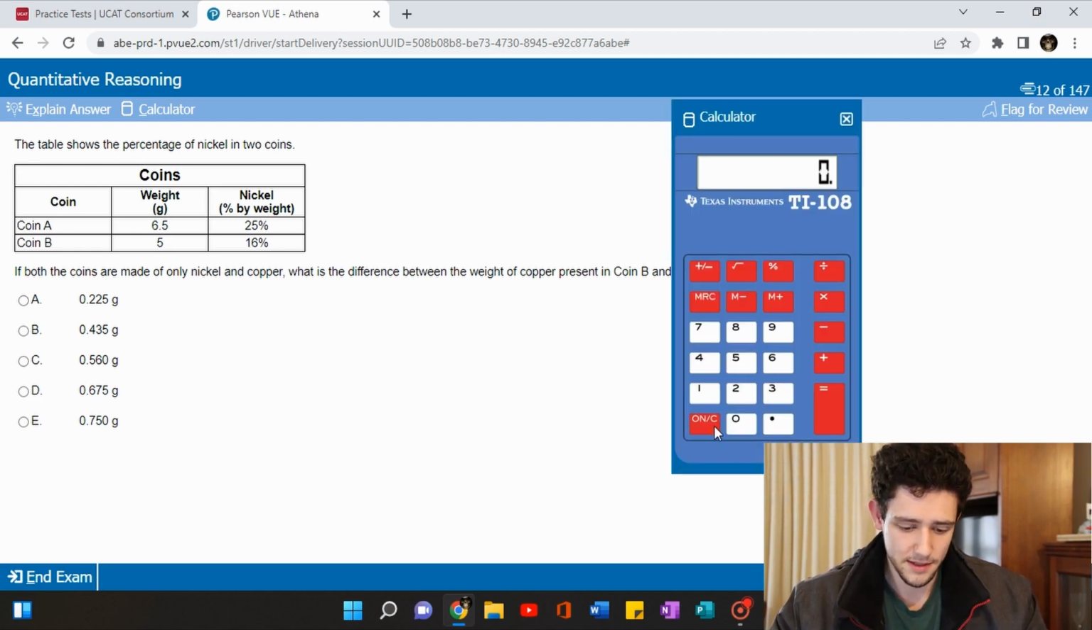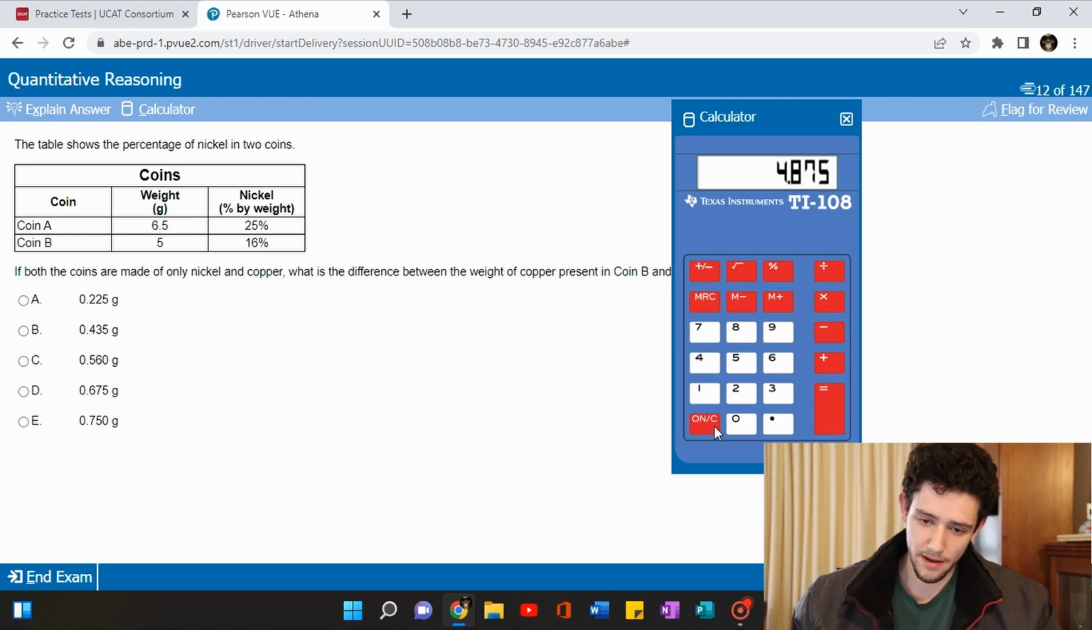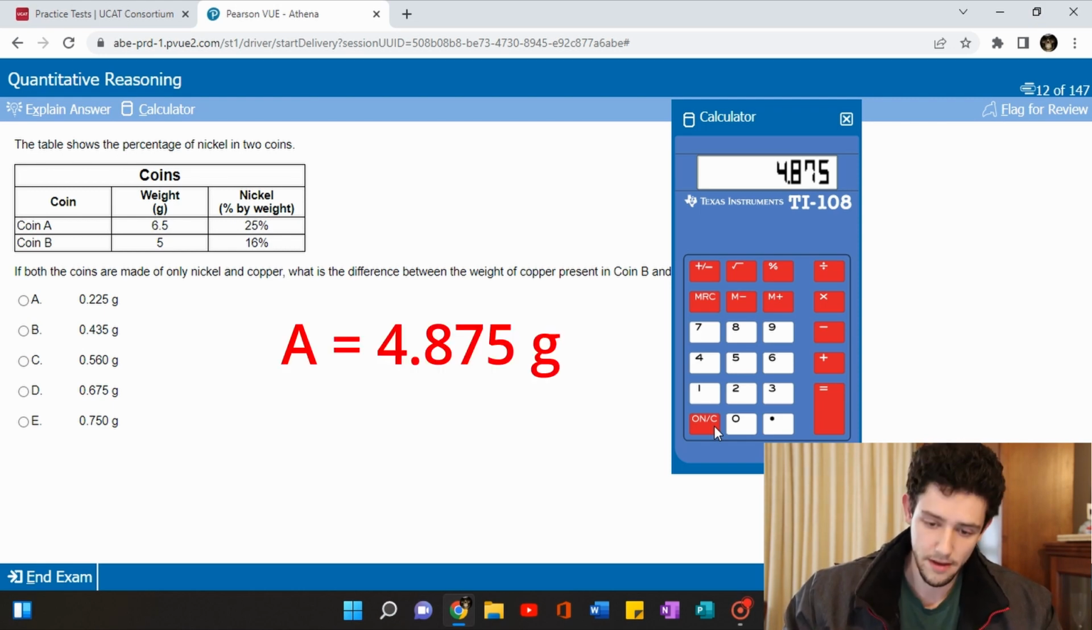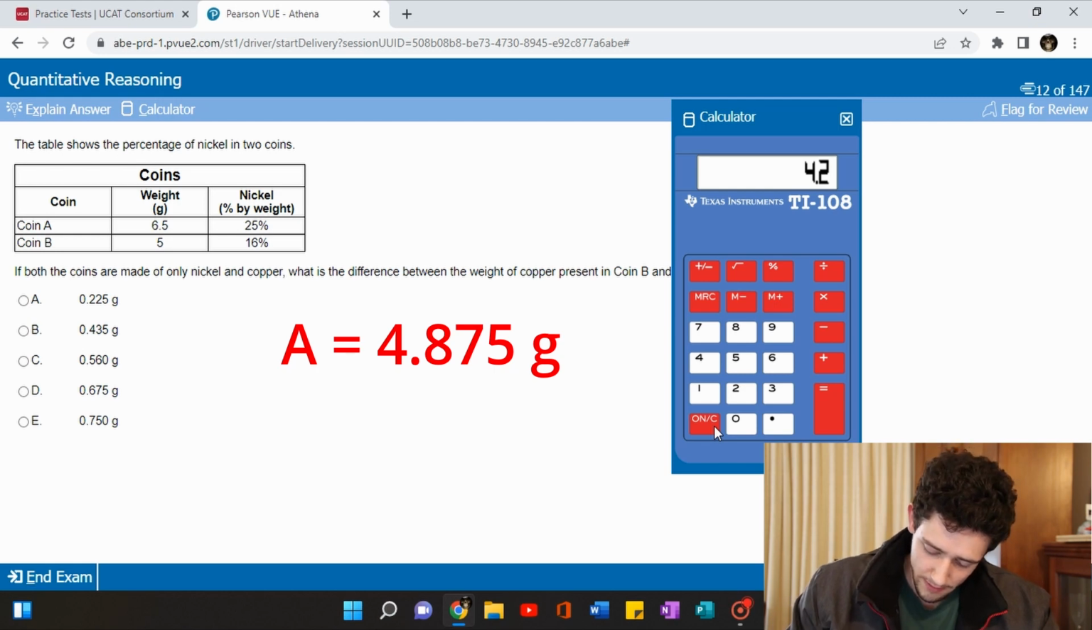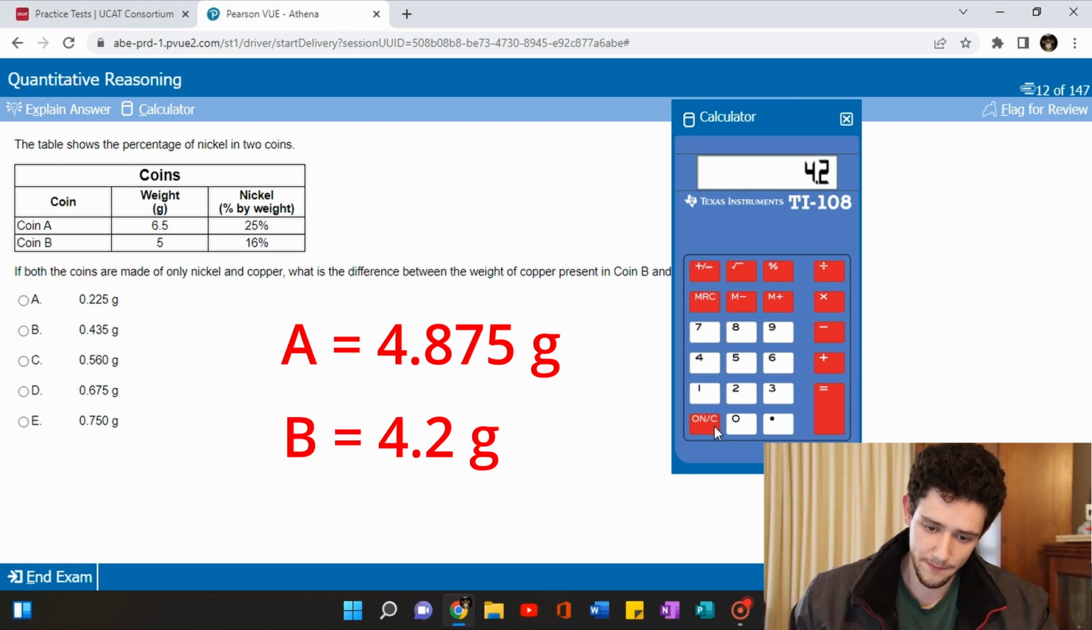So 75%, so 0.75 times 6.5. So there's 4.875 grams of copper in coin A. So I'll write that down, 4.875. And there's 84%, so 0.84 times 5 grams of copper in coin B. So 4.2 grams of copper in coin B.